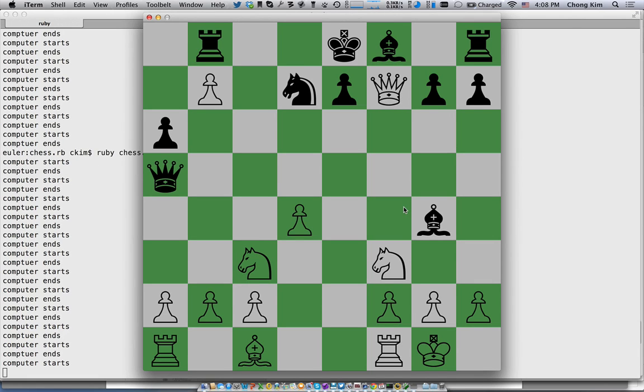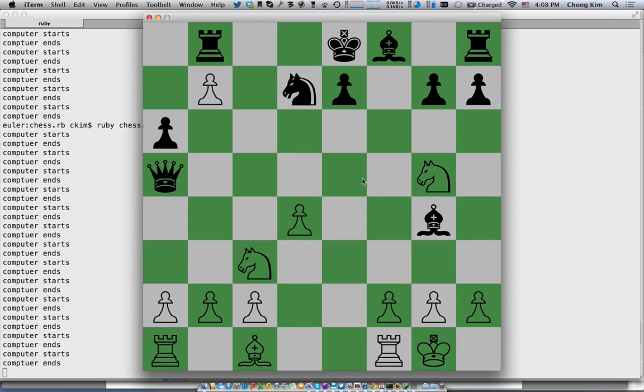So the next time I'm going to do this, instead of doing it by depth, I'm going to do it by the number of moves. So eliminate by the number of moves it looks at. This way it'll be more consistent in terms of time.